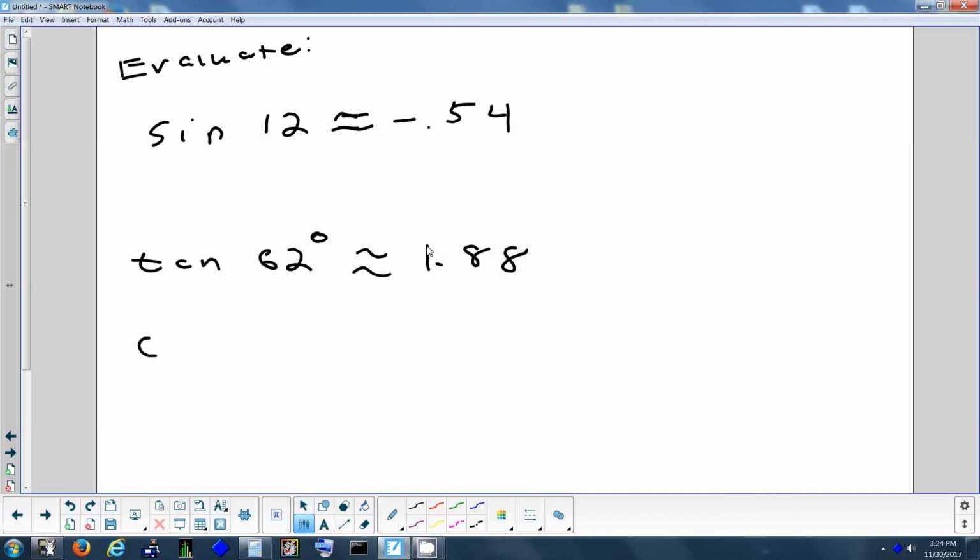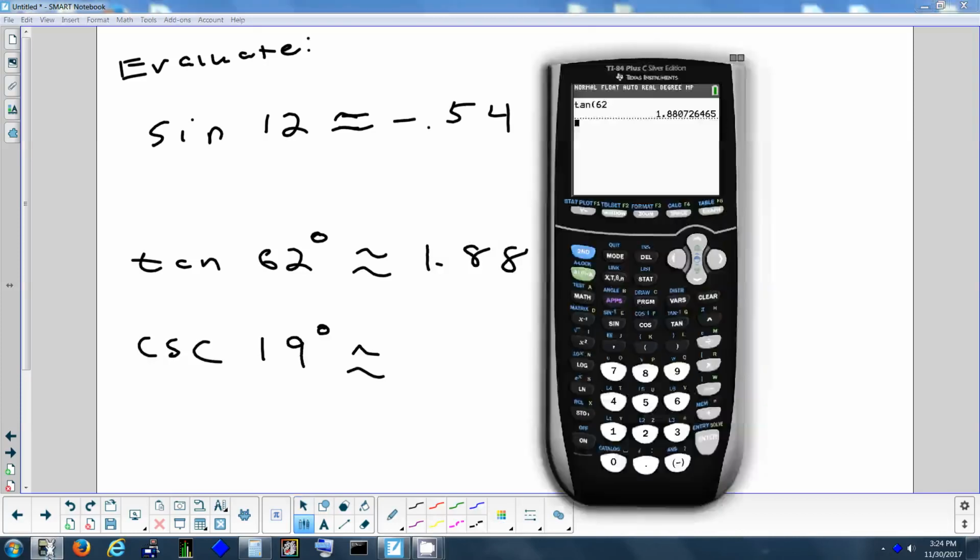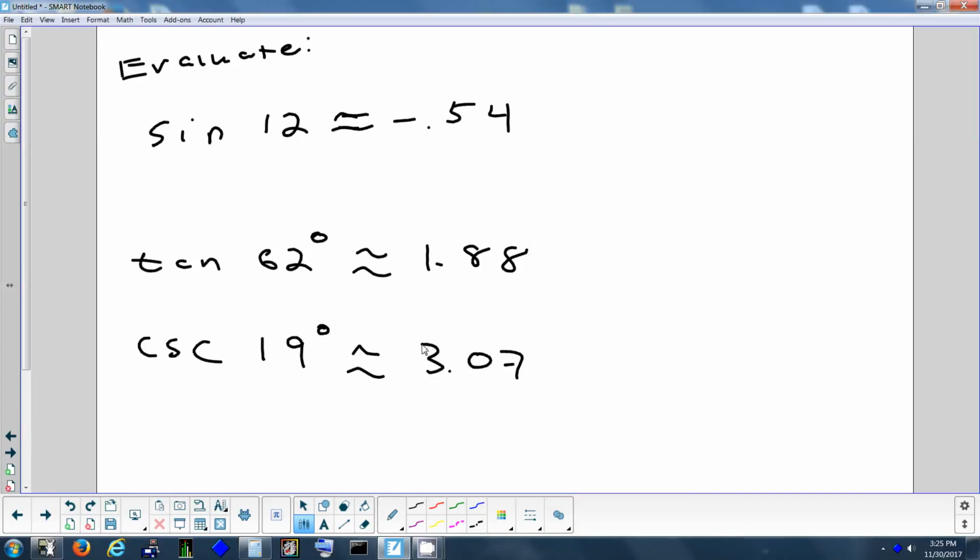Okay, how about the cosecant of 19 degrees? Do we have a button that says CSC? No. So is this the one you divide? This one you have to use a fraction. So I find 1 over sine of 19? Exactly. To find cosecant, you take the sine and flip it. So that one is about 3.07. Any questions on that?